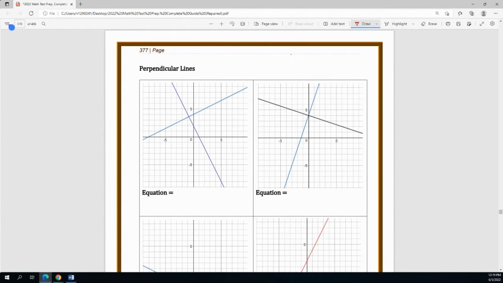Perpendicular lines. In the previous lessons, we talked about parallel lines and their equation. And then we found out that if they're parallel, then the slope is going to be the same. Now that's for parallel. Now we're talking about perpendicular. So if you think about it, parallel means they go in the same direction forever. The distance between these two lines never changes.